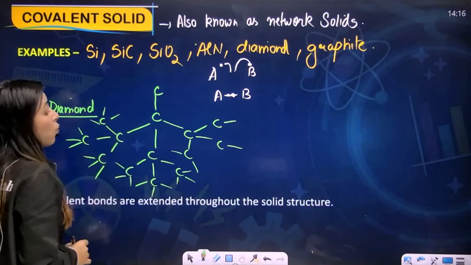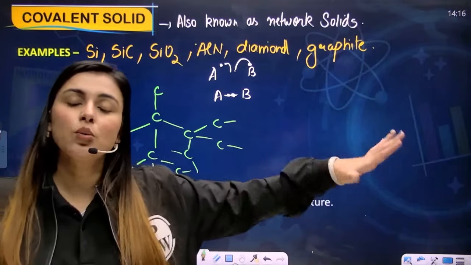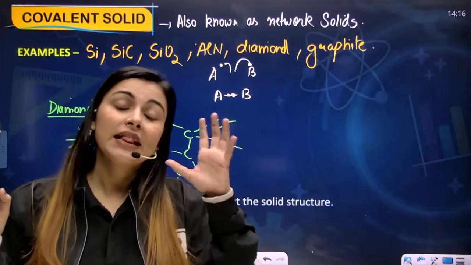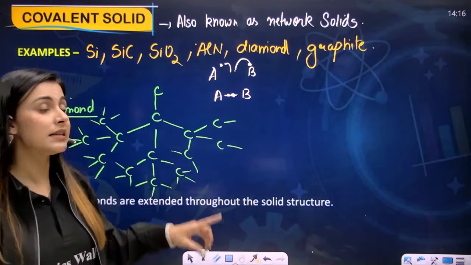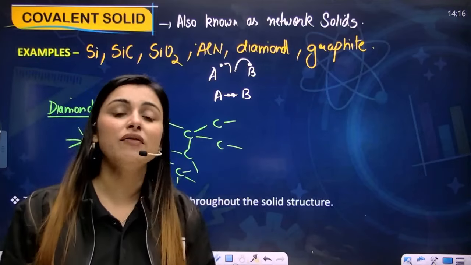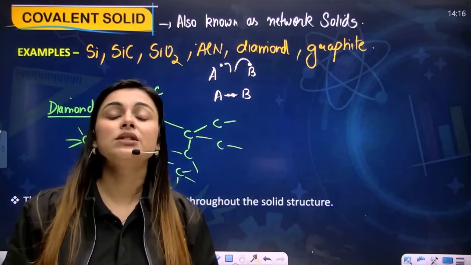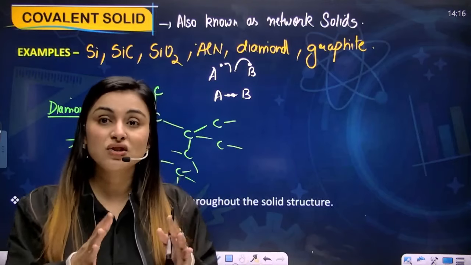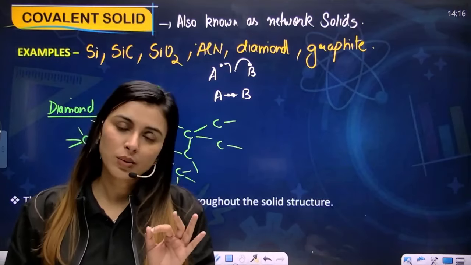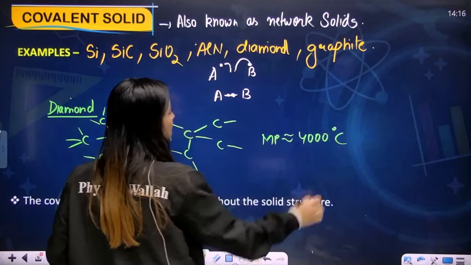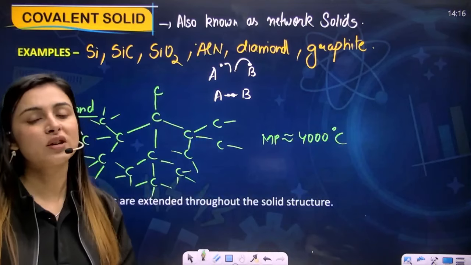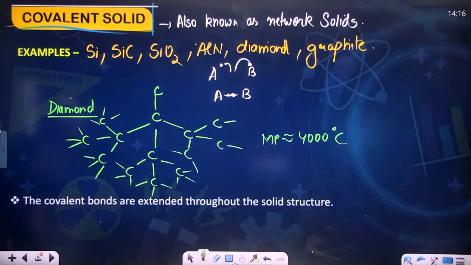I hope you're clear with this. Now, what I want to show you here, my dear students, is that it is a network which keeps on growing and growing, and that is the reason we call it a network solid. And since every bond is formed by the sharing of electrons, it is a very strong bond. And you know, diamond is the hardest solid we know in the world. It has a melting point around 4000 degrees Celsius. This bonding is so strong. You can draw this diagram if you want to, and then we'll move forward. I hope you've drawn it.